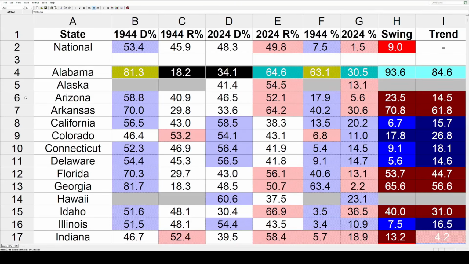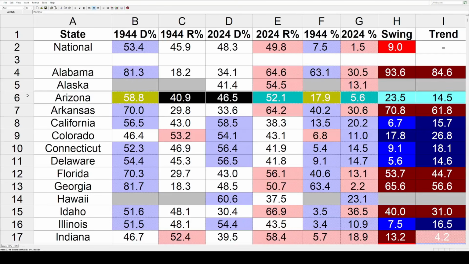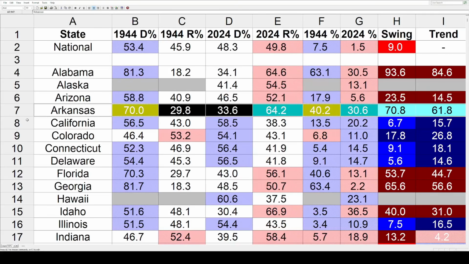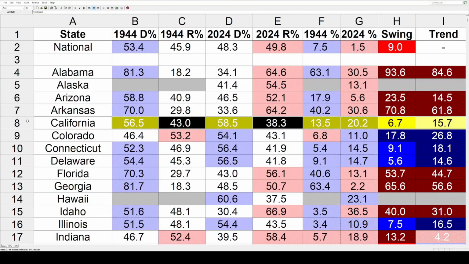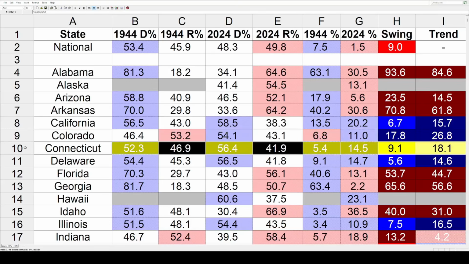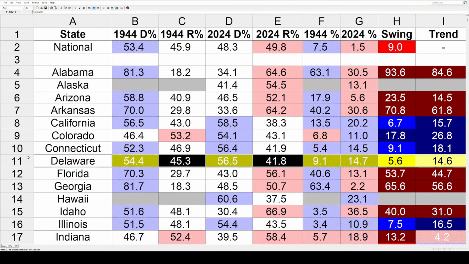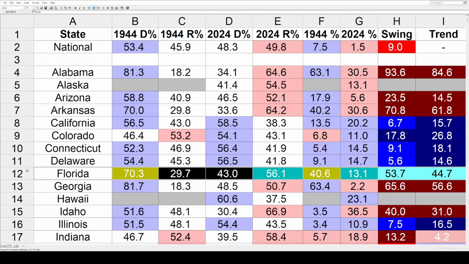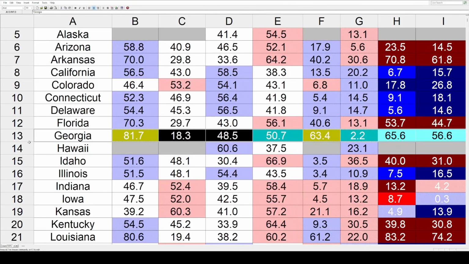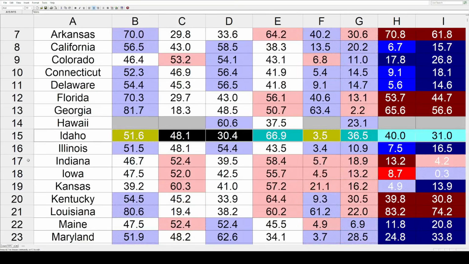Let's quickly go through the rest of the states. Arizona was also redder at 14.5. Arkansas way up there at 61.8. Then we've got blue trends. It's California at 15.7. Colorado 26.8. Connecticut 18.1. And Delaware 14.6. Then it got redder in Florida at 44.7. Georgia 56.6. And Idaho at even 31.